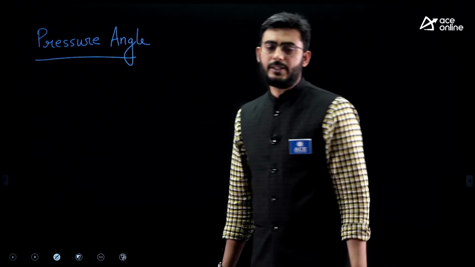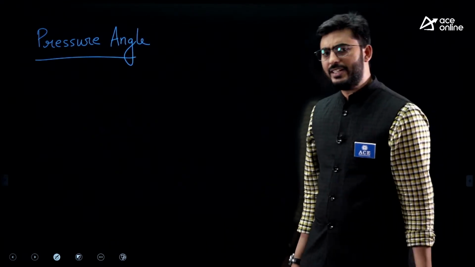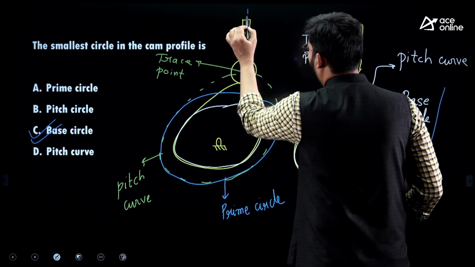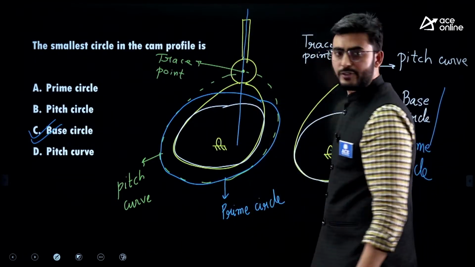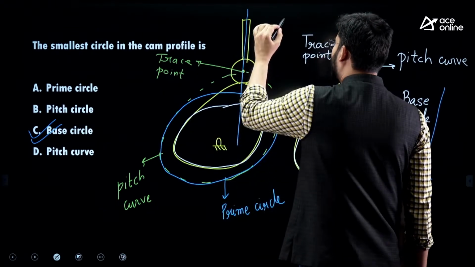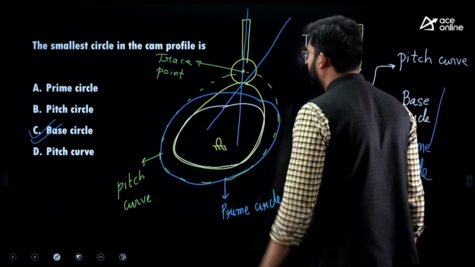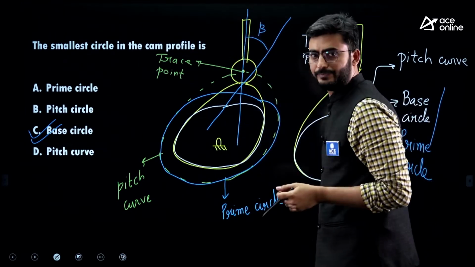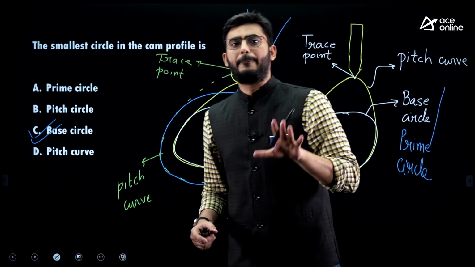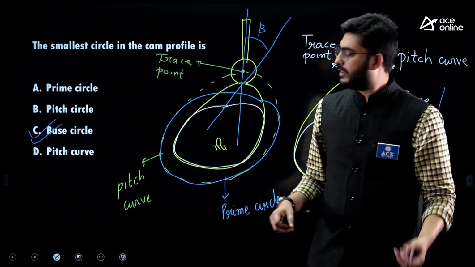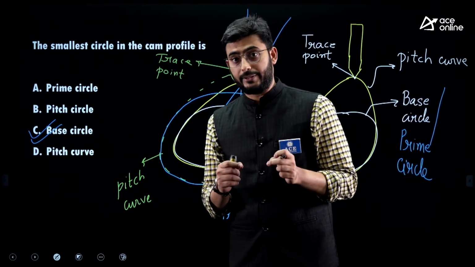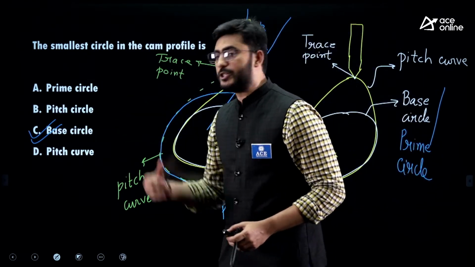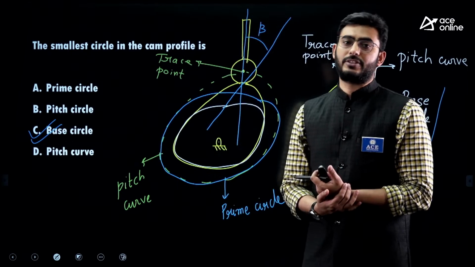We need to recall the pressure angle. Pressure angle is the angle between the line of stroke of the follower and the common normal. This we call the pressure angle, guys. The point where the pressure angle is maximum, we call the pitch point, and the locus of that pitch point is called the pitch circle.